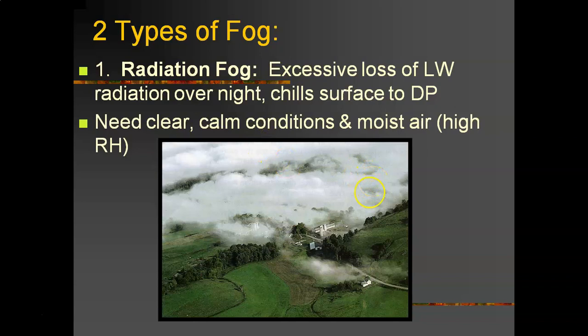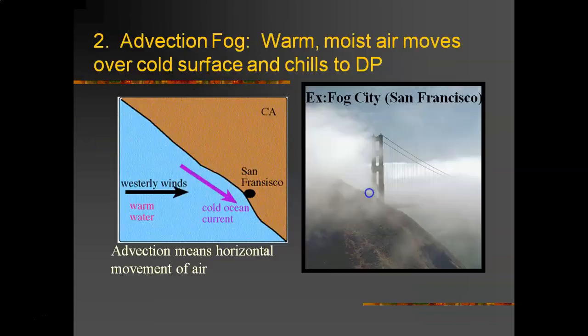What it is, it's a cloud at the ground. Now, radiation fog is the most common type of fog. When we have fog in the mornings, it's radiation fog, for sure. Now, there is another kind of fog known as advection fog. This is very common along the west coast of the United States. Advection means horizontal movement of air. And so, by definition, advection fog occurs when you've got warm and moist air, and you move that warm and moist air over a cold surface, and you chill it to dew point.